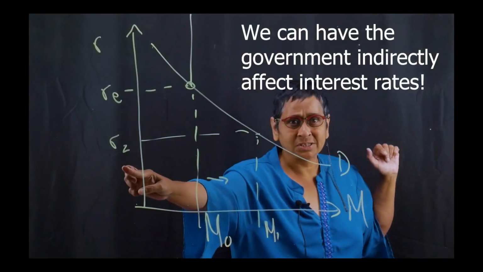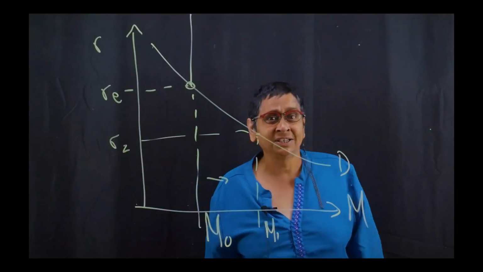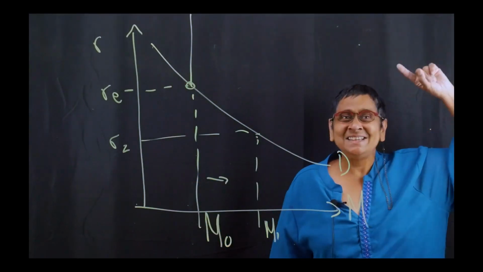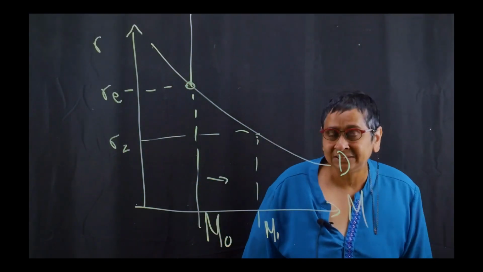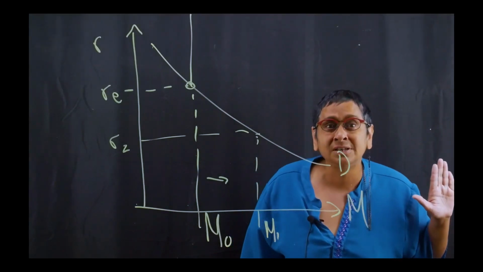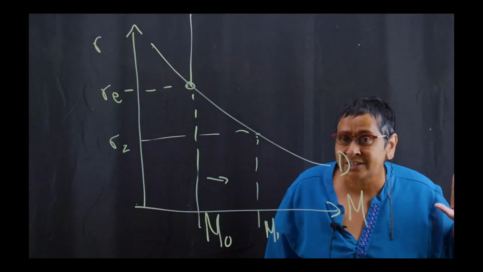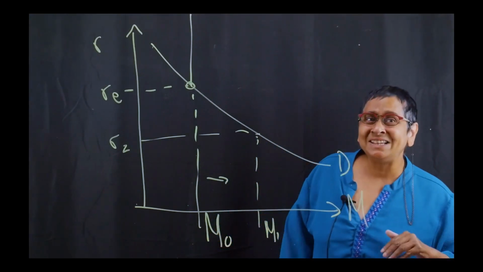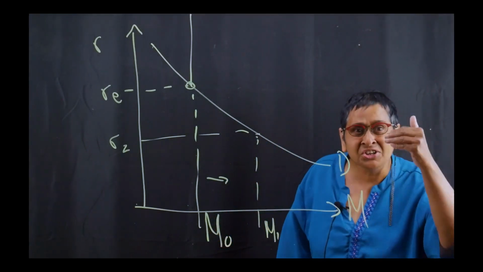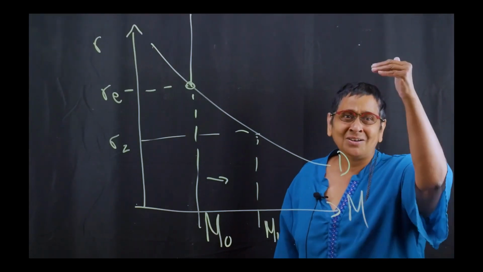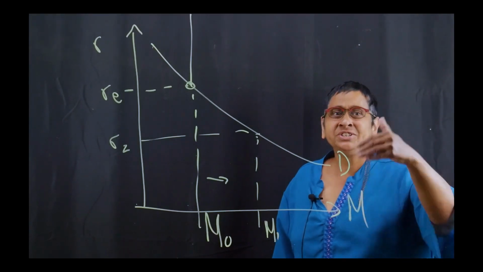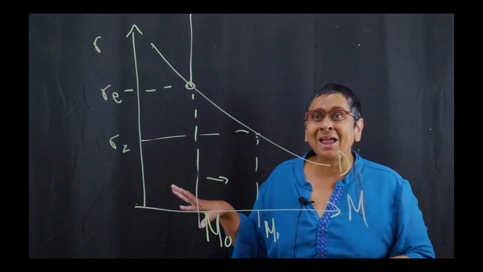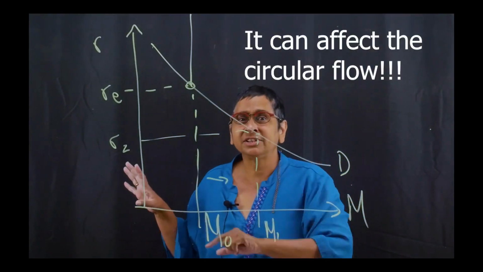So with this chain of differences, what we begin to realize is that we can have the government indirectly affect interest rates. And when the government can affect interest rates, connected back, it can in turn, assuming firms are responsive, not just in stock and bond markets, but in borrowing and lending, to create new production of capital goods and services, investment in that macro sense, it can affect the circular flow.